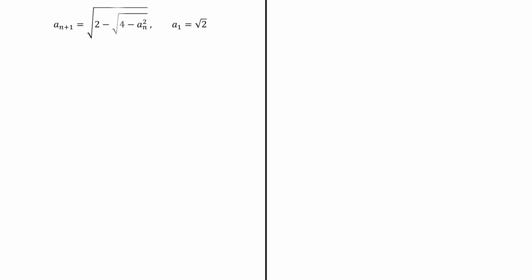We consider the sequence a_n. At first glance, there is a striking term here, which is the square root of 4 minus a_n squared. So the key here might be the use of a trig substitution.